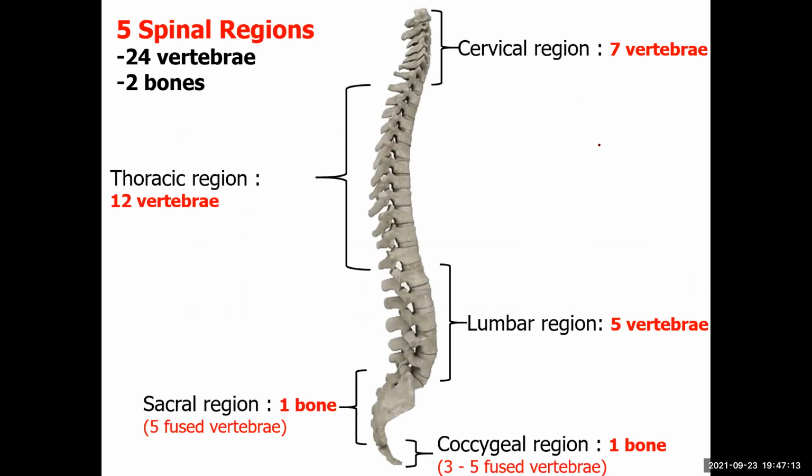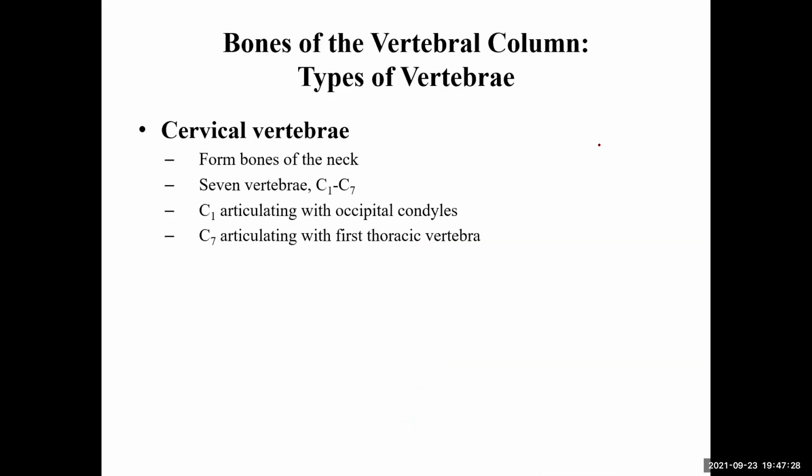And then the sacral region and the coccygeal region, they've all fused, so those are one apiece. So the sacral region, you have one bone, and the coccygeal region, you have one bone, okay? But at one point, they were individual bones that have since fused together.